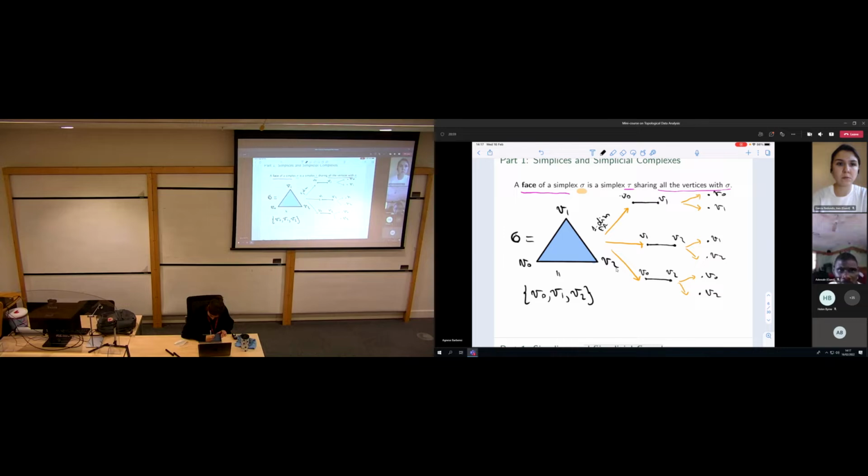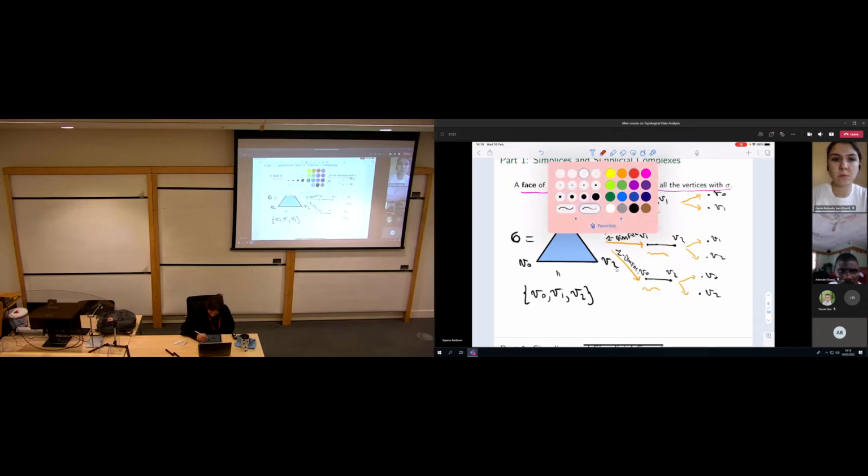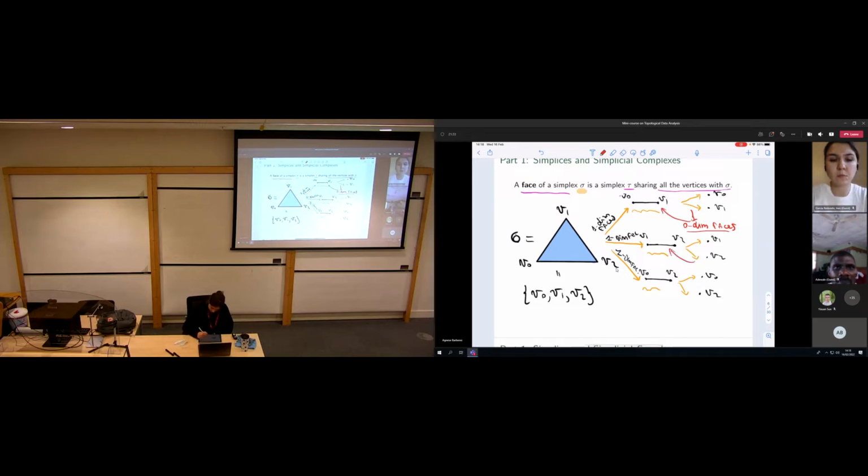So we start from a 2 simplex sigma, and we have its 1-dimensional faces given by its edges, and these would be the 1 simplex V0 V1, the 1 simplex V1 V2, and the 1 simplex V0 V2. Then we have the 0-dimensional faces of sigma, which are also the 0-dimensional faces of the corresponding 1 simplices, and these are given by the vertices.